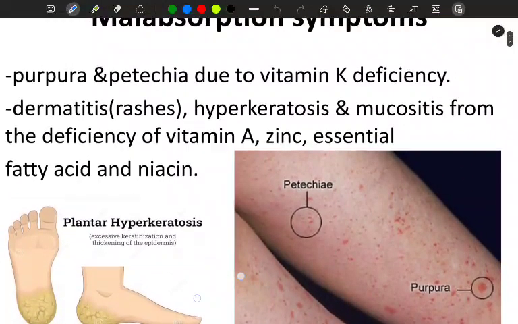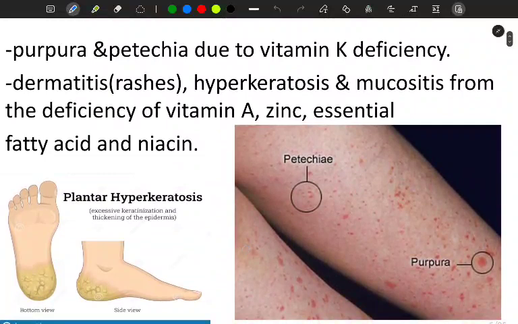Symptoms. Vitamin K deficiency. So now you can see it depends on the nutrient that is malabsorbed. You can see how it can present. Vitamin K deficiency can present with purpura, as you see. Dermatitis, rash, hyperkeratosis, and mucositis are due to vitamin A deficiency, zinc, essential fatty acids, and niacin as well. All of them can cause these symptoms.